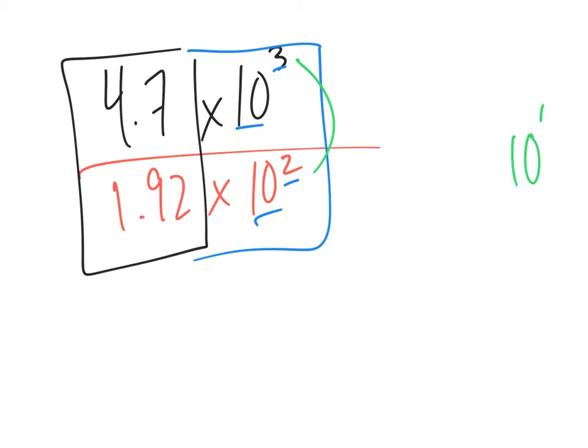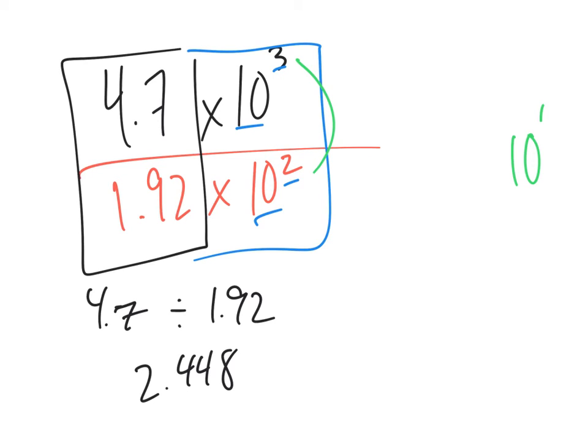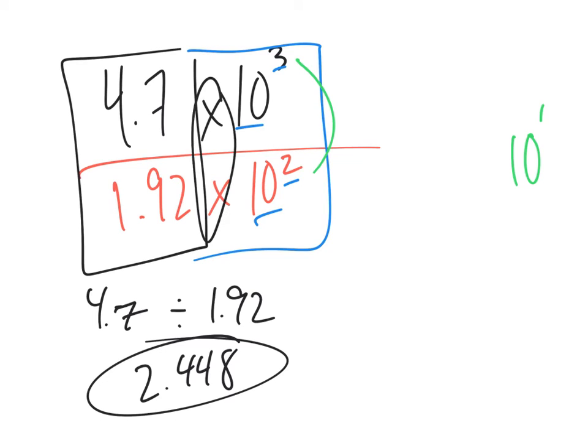Then in my black box, I don't have exponents, I have actual numbers, so really I just have a division problem. 4.7 divided by 1.92. Plug that into a calculator, and I get 2.448 with a lot of decimals after that. I'm just going to do some rounding to the thousandths place. And now I'm just going to multiply those together again with my 10 to the first, just because that's how we bridged those two fractions together. And so I'm going to end up with 2.448 times 10 to the first. And there's my final answer.